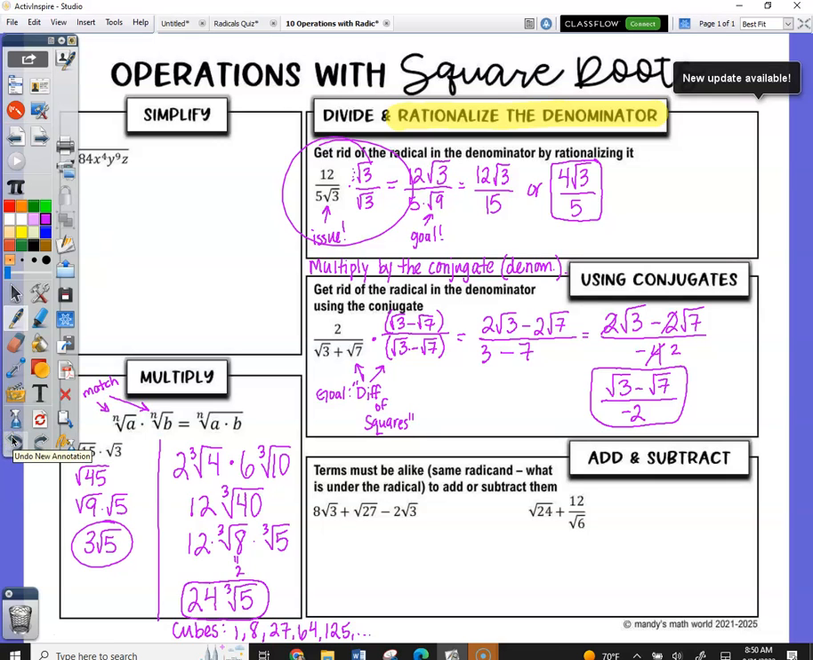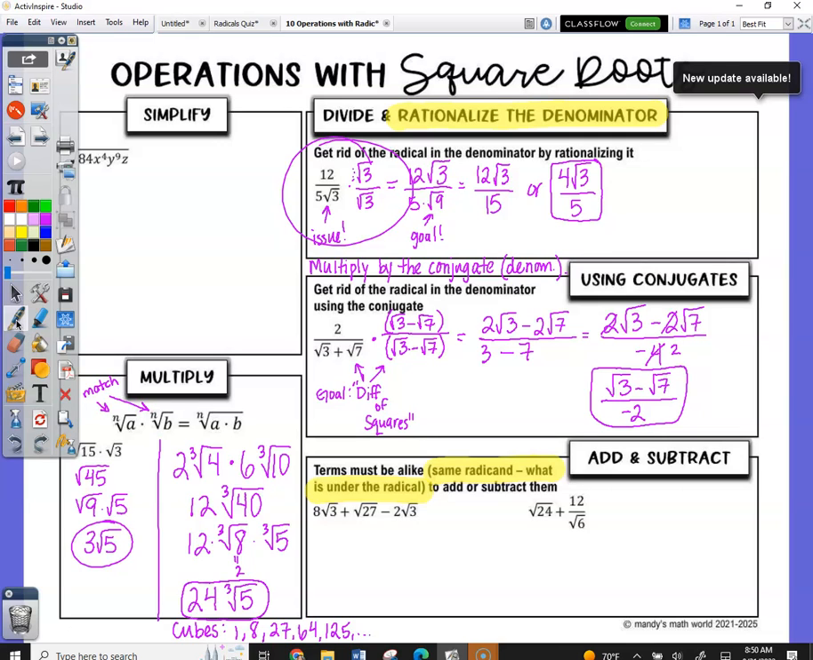Adding and subtracting. Terms must be alike. This is important. Same radicand, which means same thing that's underneath. So sometimes you may not be able to do anything until they're simplified. The first example has a radical in the middle that is not simplified, and you need to get it simplified.